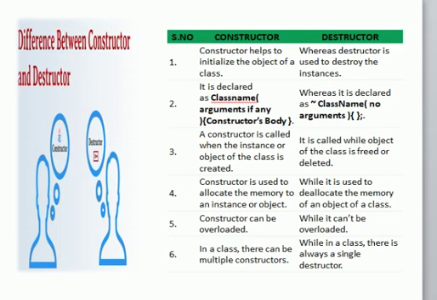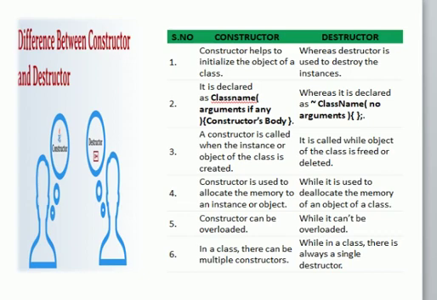Next we will see the difference between a constructor and a destructor. The first difference is that a constructor initializes the object of the class, but the destructor destroys the object. The second difference is that both are declared with the class name. If a constructor needs any argument, it passes the argument, but a destructor is declared with the class name without any argument, and with a tilde symbol. The third difference is that a constructor is called when the object is created, but a destructor is called when the object is deleted. The fourth difference is that a constructor allocates memory, but a destructor deallocates memory.